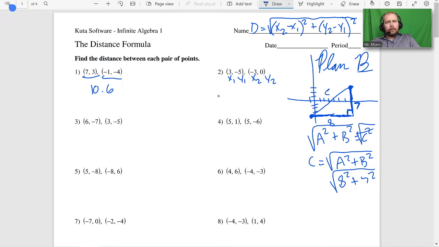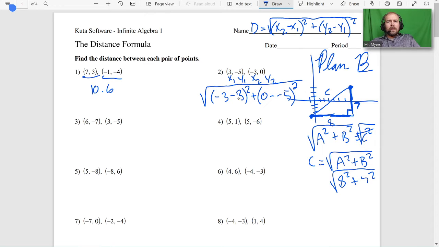x2, negative 3, minus x1, 3. Right? All I'm doing is plugging into this distance formula here. y2, 0, minus, don't forget to put that minus in between, because notice y1 is a negative 5, but it's minus y1, aka minus a negative 5. So be careful to include the minus sign in the formula, even if the number is also negative.